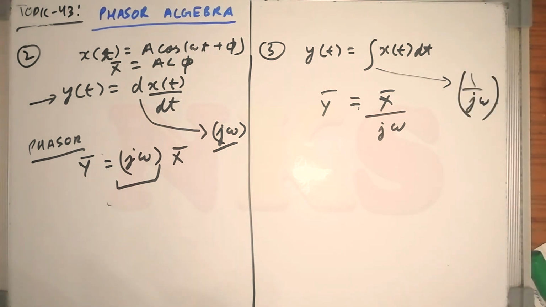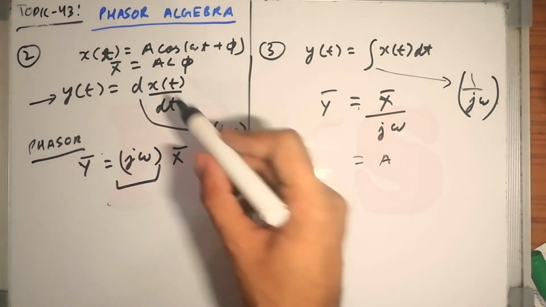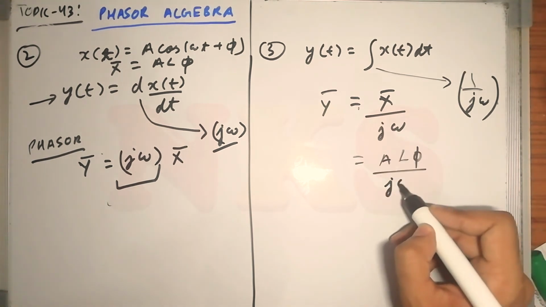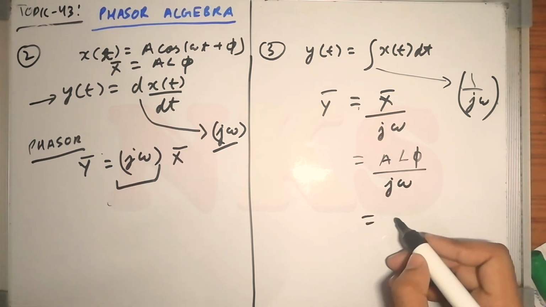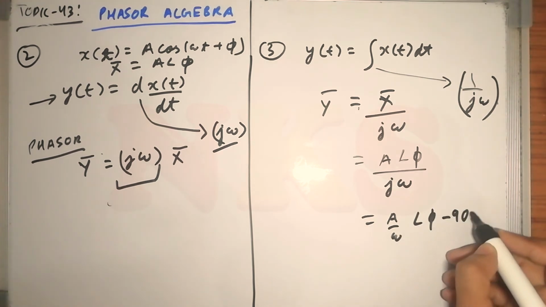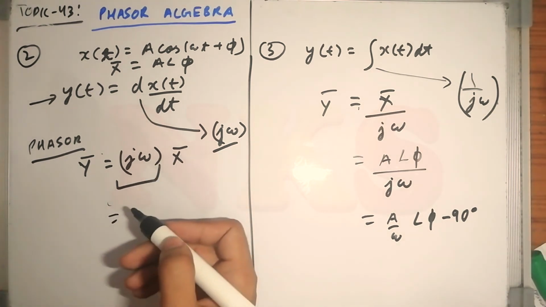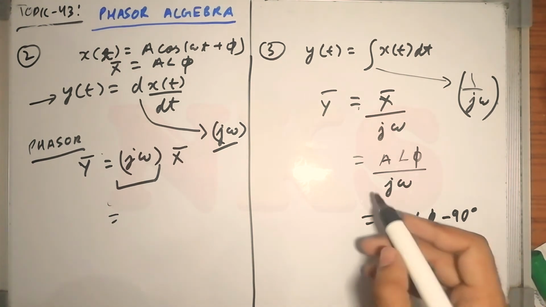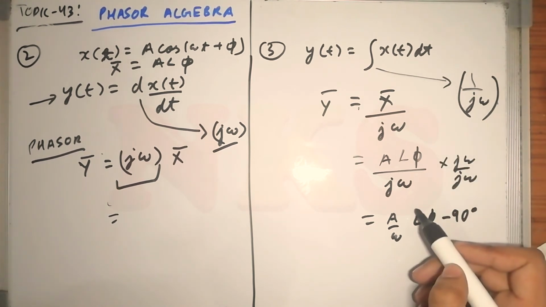I hope I have told you everything, and I hope you know how to solve these things. Here x bar is A at an angle phi, and this is j omega. From our complex systems, we know that you can write it as phi minus 90 degrees. See why I am writing minus 90. This is j, and you multiply with j omega.